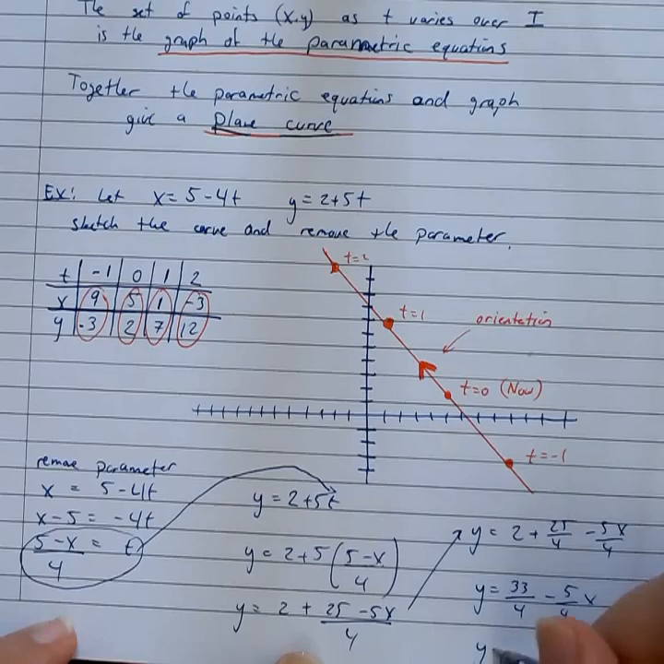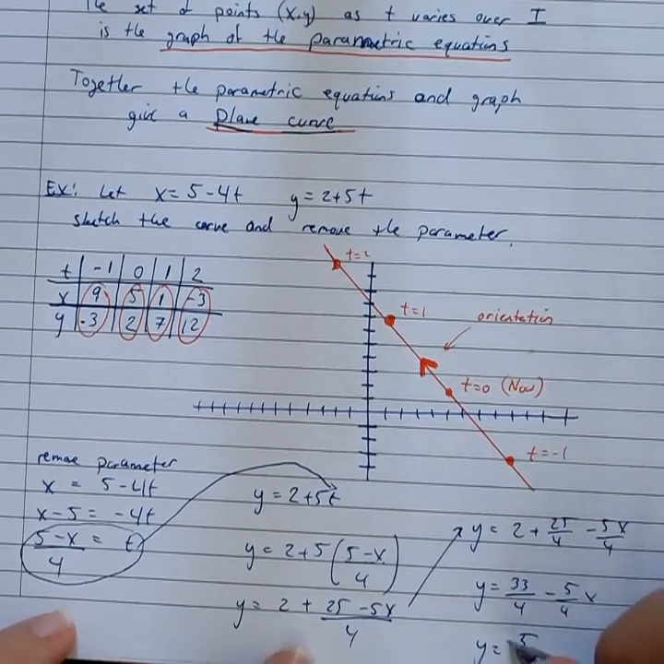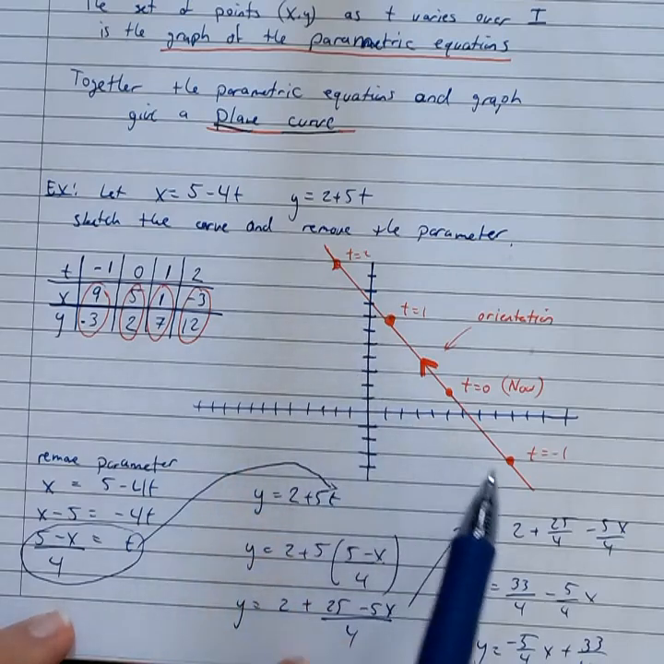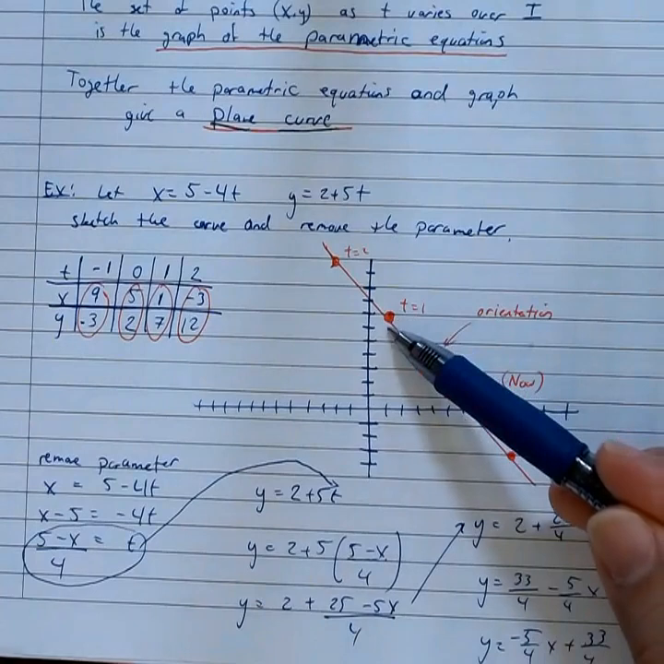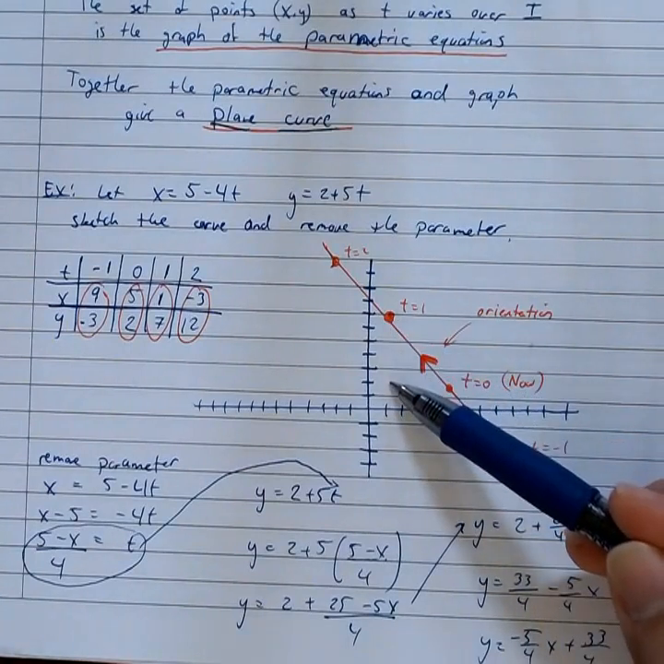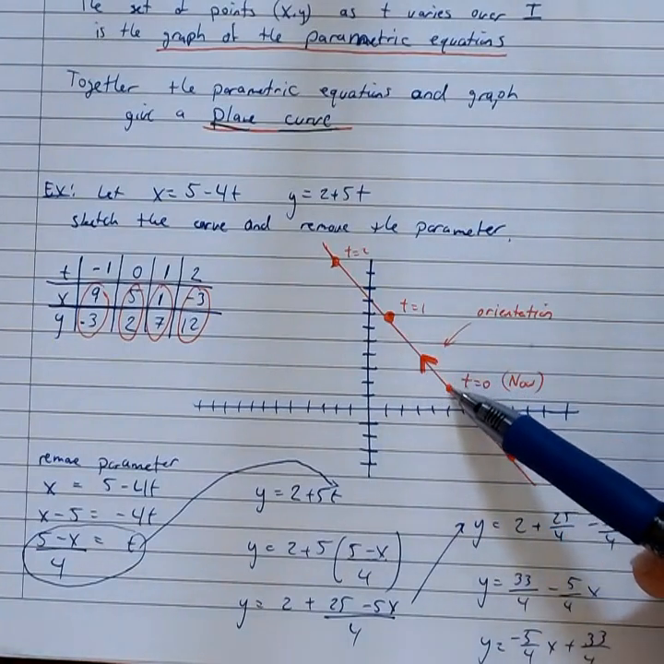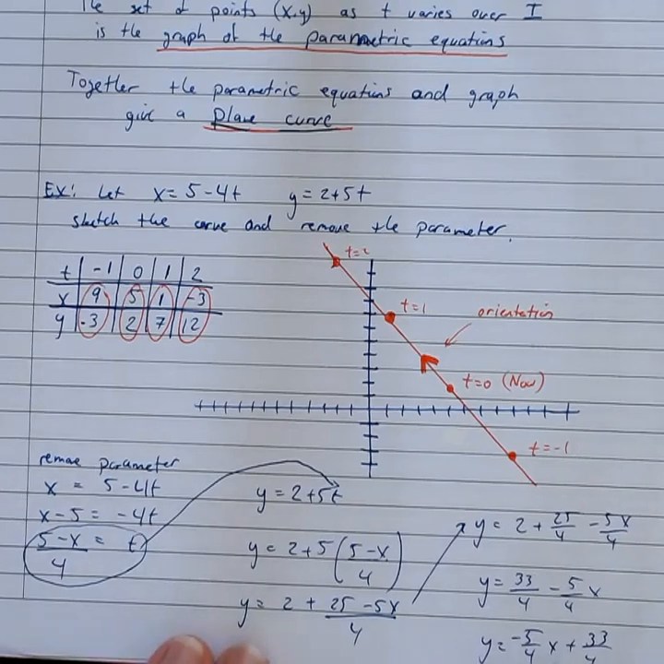Or if you prefer, you can write it in the traditional y equals mx plus b form. Y equals negative 5/4 x plus 33 fourths. Which, if you notice, is exactly that same line right there. It's got a negative 5/4 as its slope. Notice from here I can go down 1, 2, 3, 4, right, 1, 2, 3, 4, 5. So it does have negative 5 over 4 as a slope.